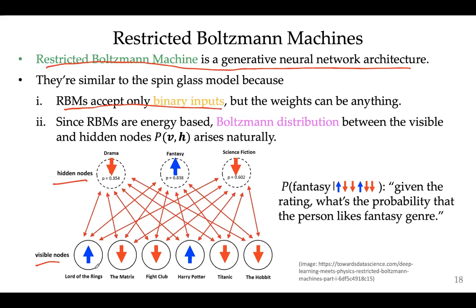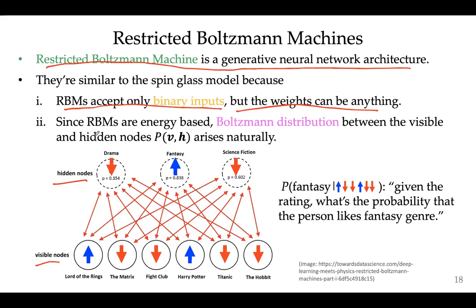So the model accepts only +1 and -1 as inputs, or spin up or spin down. Okay, so in this sense, they are like the spin glass models. But the weights can be anything. So these weights can be anything.